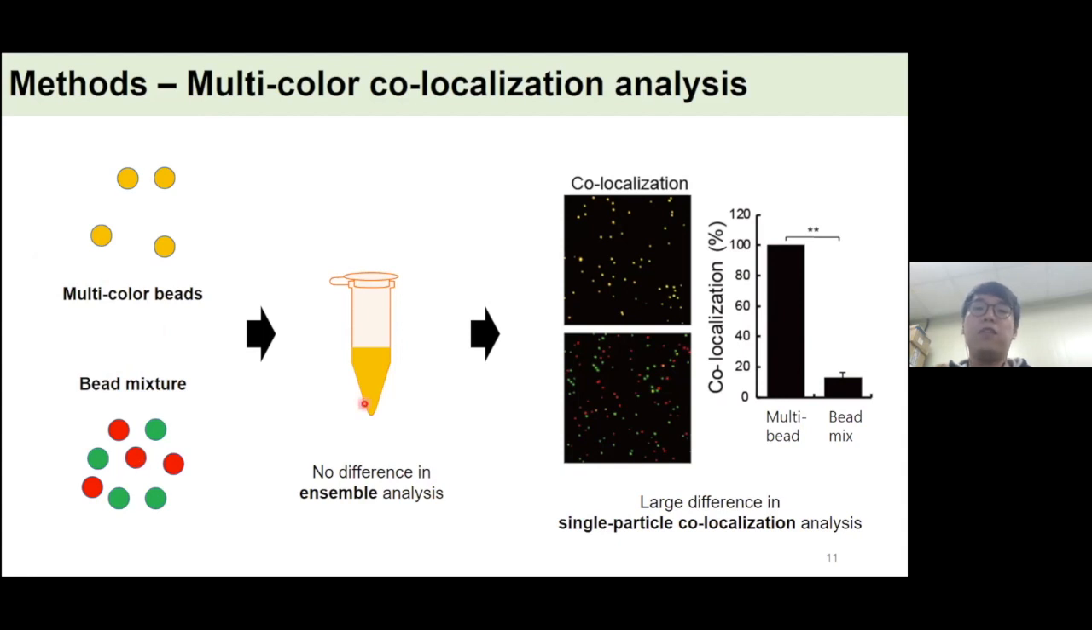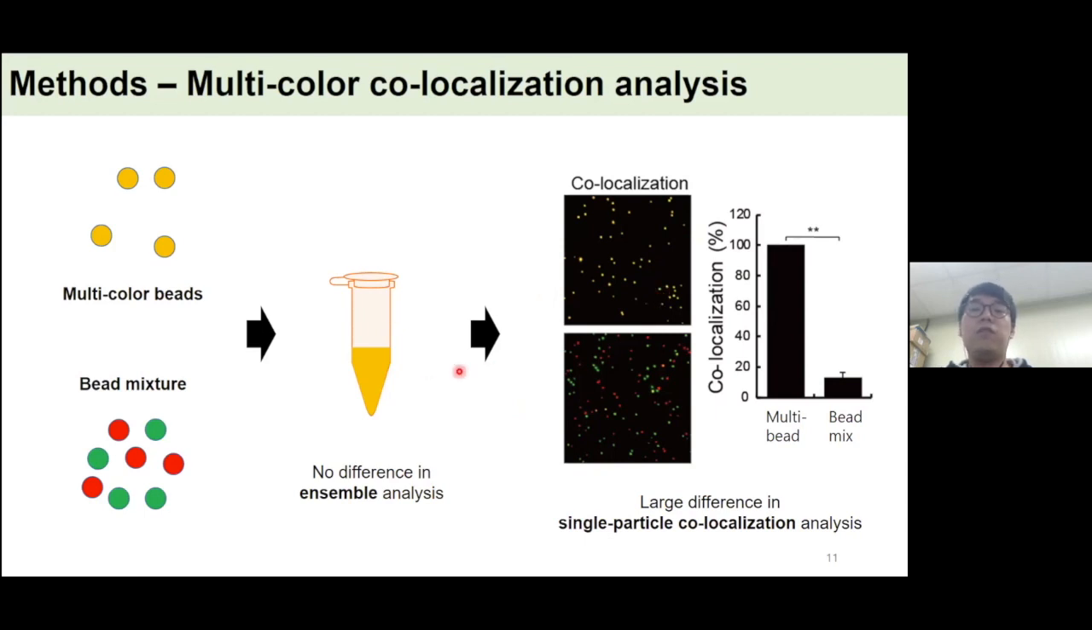So if we analyze these 2 samples using ensemble averaging measurements, such as a plate reader, we could not detect the difference between the samples. However, the images acquired from our microscopy system successfully demonstrated the difference between the samples, and further co-localization analysis of the images quantitatively showed this difference very successfully.